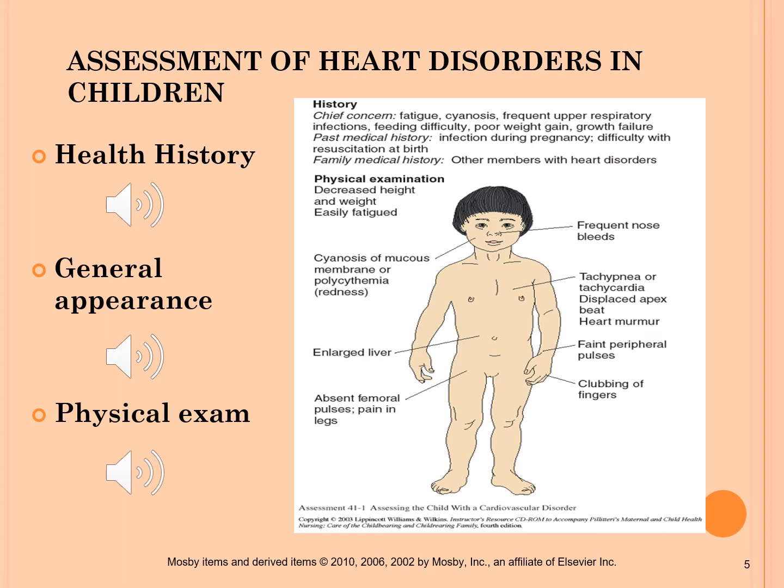So they tend to have slower cap refill time. Their extremities might be cool and cyanotic, especially in newborns. That's termed acrocyanosis. That's normal. That is a normal finding for the first 24 to 48 hours of life. And that should not be confused with cyanosis that's related to heart disease, right?